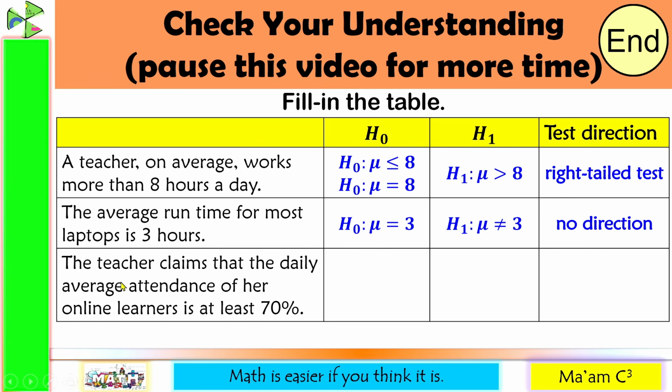Last one, the teacher claims that the daily average attendance of her online learners is at least 70%. Our parameter here again is average and it says here at least 70%. When we say at least, it could be greater than or equal to. And that falls on our null hypothesis. Mu is greater than or equal to 0.7. The complement of greater than is less than. And less than means left-tailed test.